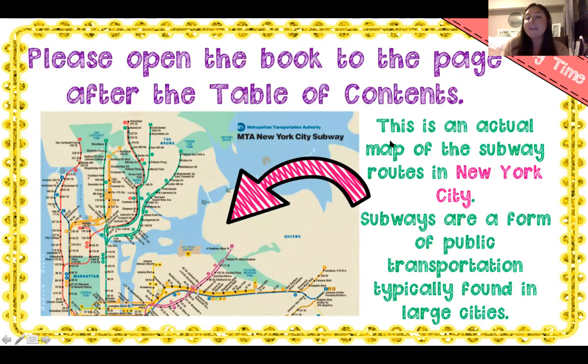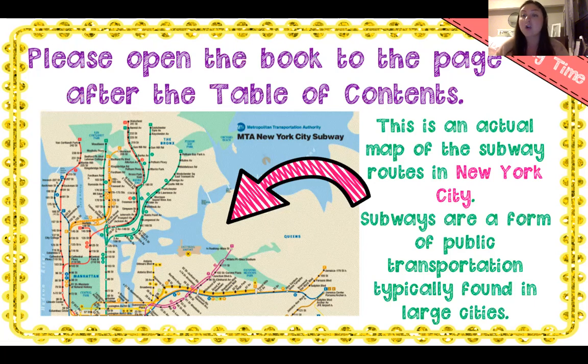So I'm going to switch over and we're going to open to the table of contents. But before we do that, this is an actual map of the subway routes in New York City. Now, subways are really trains that go underground, and they're a way of public transportation. So that's what people can use to get around New York City. They're typically found in large cities. So we're going to be looking at that today.